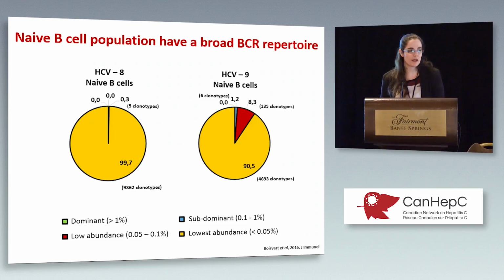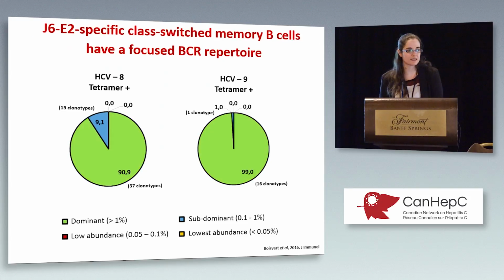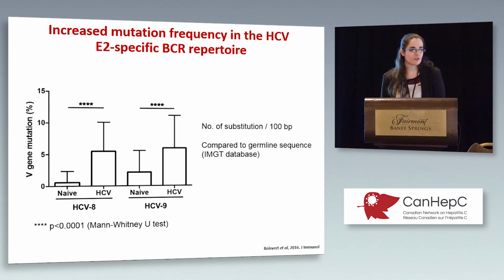But when we look at the HCV-specific population, we can see that it's really different. So we could find only a few clonotypes, only a few different cells that were able to bind HCV protein, and they were almost all in a dominant population. So this suggests that those clonotypes were indeed selected and amplified during the immune response. And we also observe an increase in the mutation frequency of those cells, suggesting that the cells pass through the affinity maturation process.